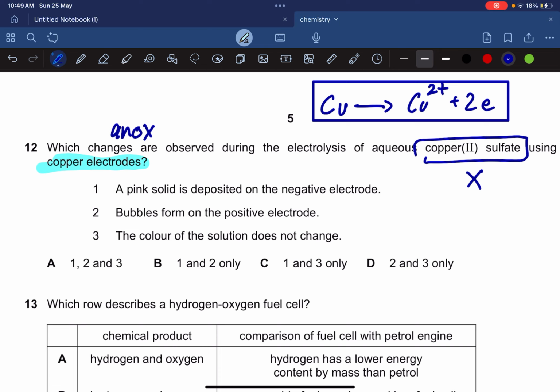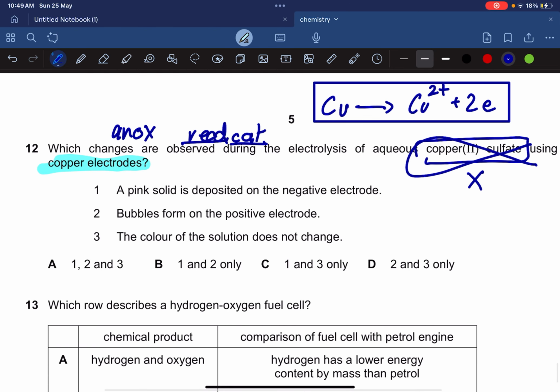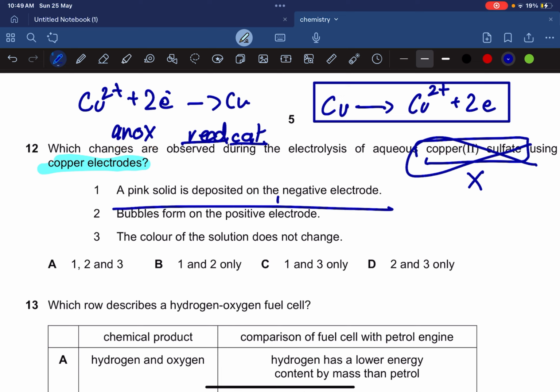And what's going to happen at the cathode? Reduction is going to happen at the cathode. What's going to reduce? It's not going to be the solution. The anode is first going to dissolve in the solution, then from the solution the dissolved copper is going to reduce at the cathode, and your Cu2+ ions are going to gain 2 electrons. Reduction is the gain of electrons to form copper. So a pink solid is deposited at the negative electrode. The negative electrode is the cathode. So yes, your copper is going to reduce and deposit at the cathode, making option 1 correct.